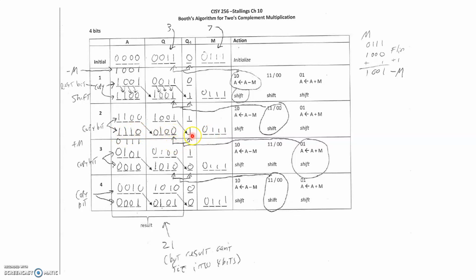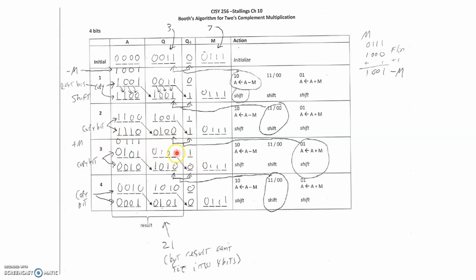We look again at these 2 bits, so Q0 and Q minus 1, and we have 0, 1. So 0, 1, we add M to A. So remember, this is our A. We add to it M. Remember, our M was our 0, 1, 1, 1. So 0 and 1 is 1. 1 and 1 is 0. Carry the 1. 1 and 1 and 1 is 1. Carry the 1. So 1 and 1 and 0 is 0, but we don't have the carry. These bits here, I'm just going to copy over for the shift.